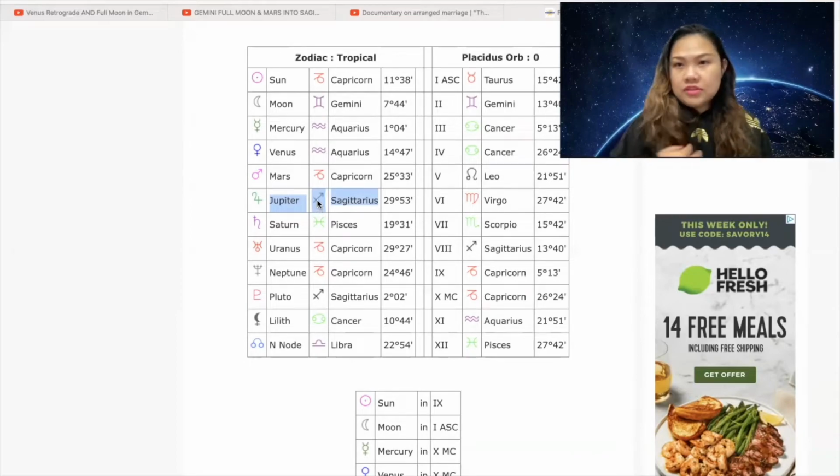So if you are female, just like me, you click on everything that I show you, then if you want to know about your husband, look at Jupiter in Sagittarius.